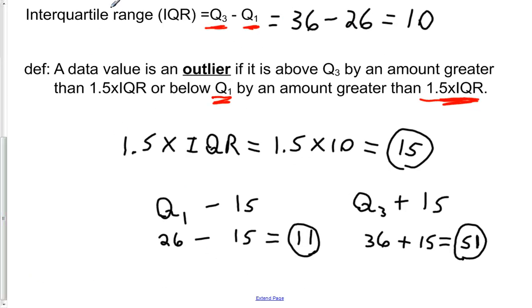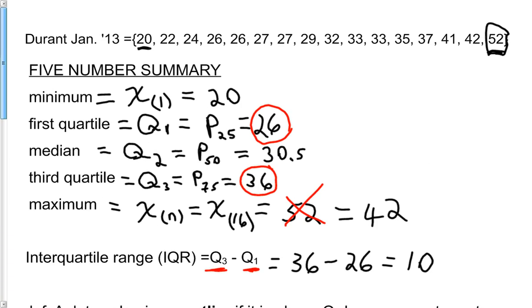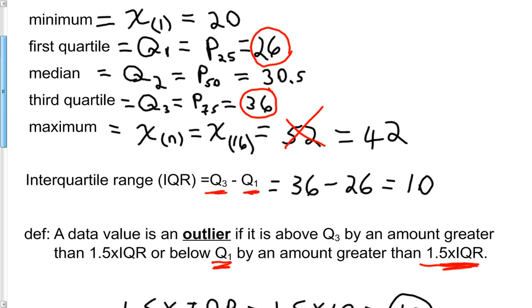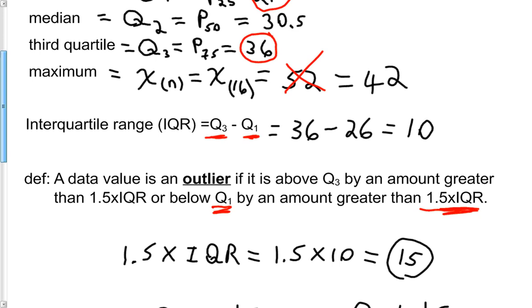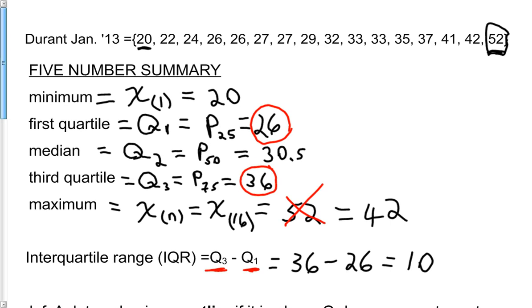All right, so let's extend this page. To create our box plot, the first thing we're going to do is create a number line. And on this number line, we're going to mark it so that we can fit all our data values from our minimum to our maximum. But actually, we're going to go all the way up to our old maximum of 52. And I'll show you why in a second.